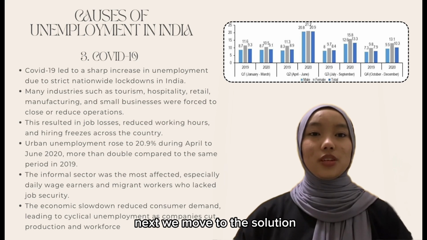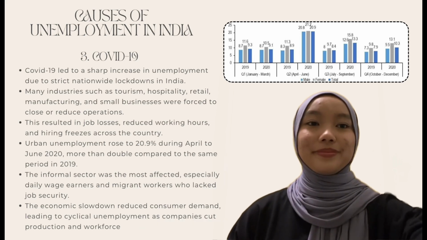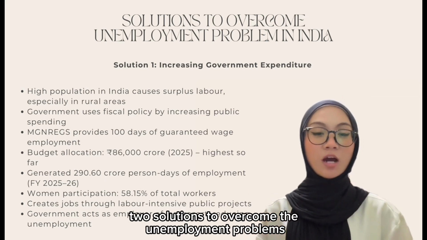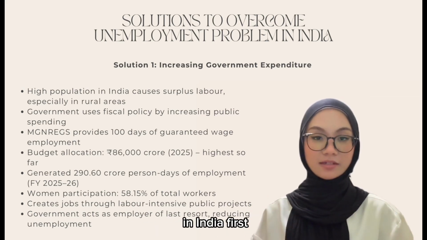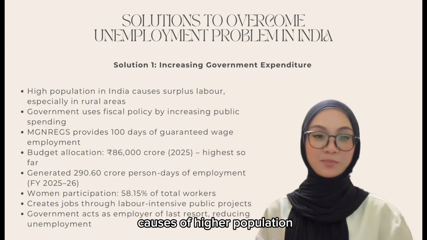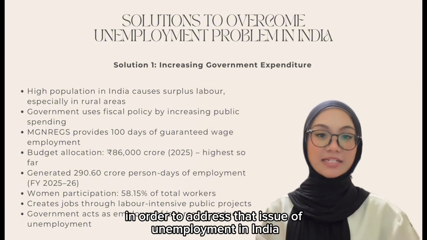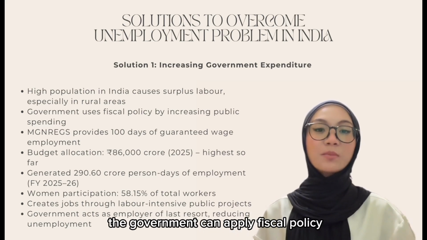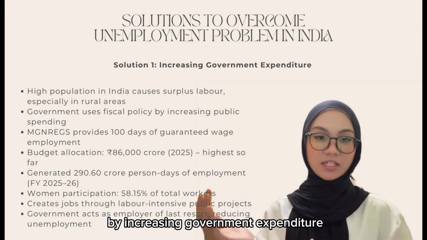Next, we move to the solutions. For the first part, I will explain two solutions to overcome the unemployment problem in India. First, the cause of higher population. In order to address the issue of unemployment in India, the government can apply fiscal policy by increasing government expenditure.